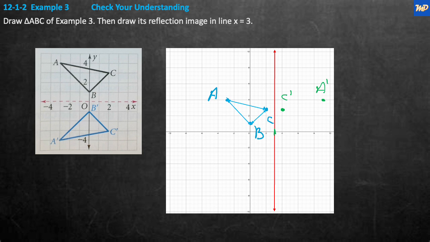And over here, B is up 1 and over 3. So it's up 1 and over 3. So right here. And then if you're going to draw your lines in, and this is B prime. So that's it. Now it's been reflected across x equals 3.